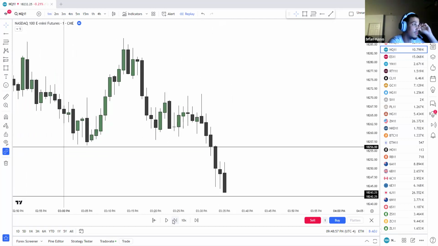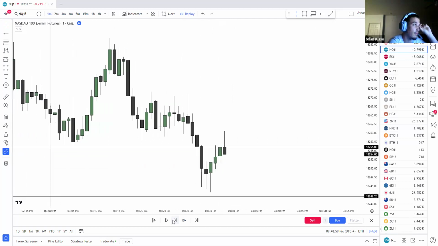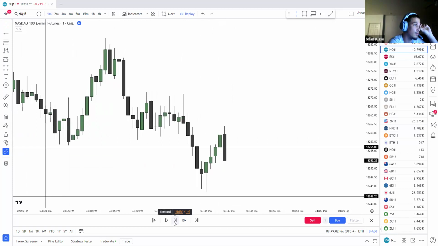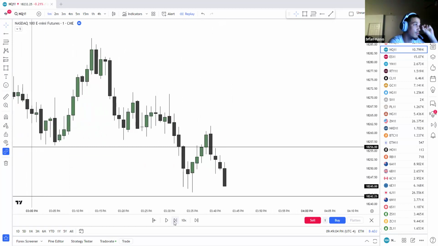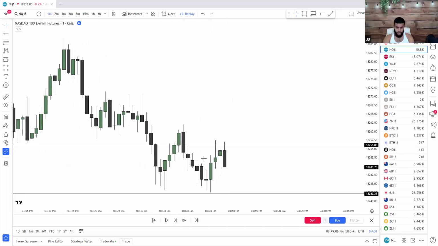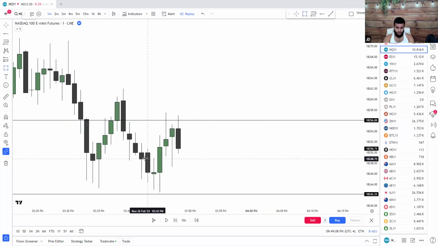I don't think this works, but let's see. If we get a fair value gap, I'll enter. We haven't got one yet. No projected. No fair value gap. No bullish fair value gap. There it is. There it was right there. That was the fair value gap.